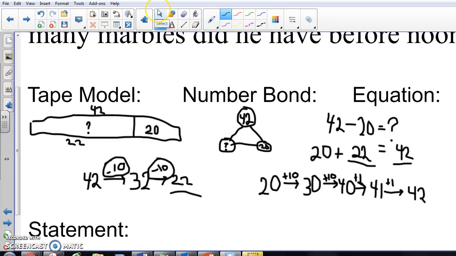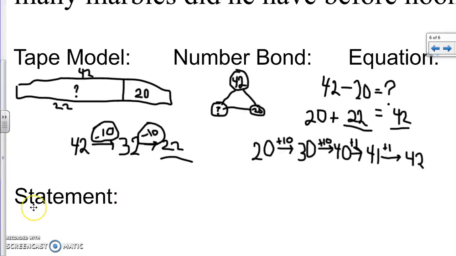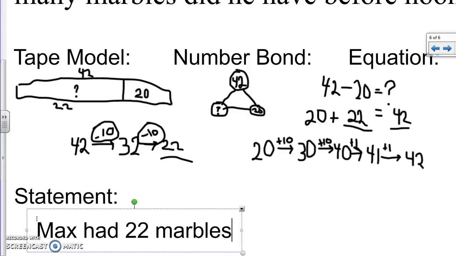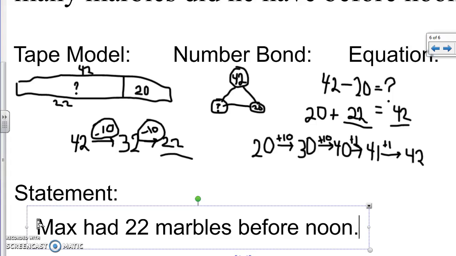So remember, go ahead and write your statement. Again, press pause. Write your statement that includes the answer. Once you've written your statement, press play to check what I have written. All right, so make sure you've written your statement. My statement is going to say, Max had 22 marbles before noon. And that's my statement or my sentence.